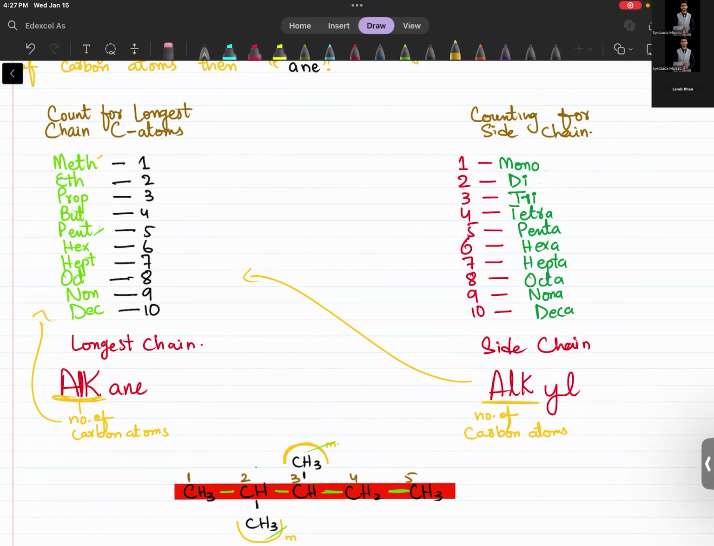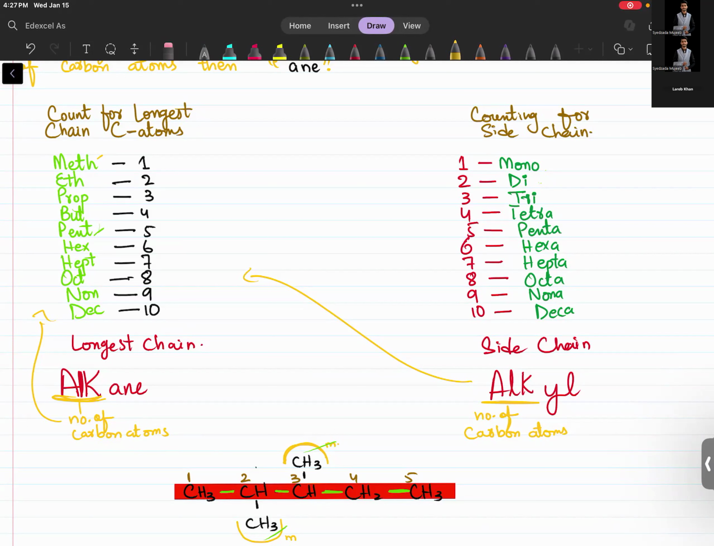Now that's the longest chain basically. The number of carbon atoms in the longest chain are considered as what? Meth, eth, prop, but, pent, hex, hept, oct, non, or dec. This is the counting for 1, 2, 3, 4, 5, 6, 7, 8, 9, and 10 for the longest chain, which is basically the alkane. These are the number of carbon atoms. And it is also for the side chain, actually, the name of the side chain, okay?